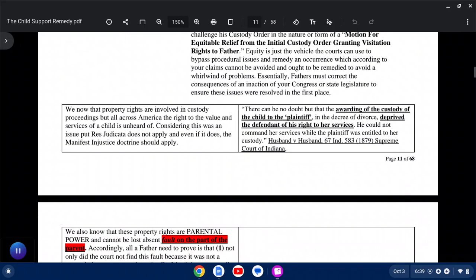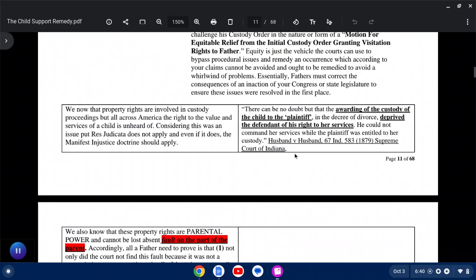We know that property rights are involved in custody proceedings, but all across America, the right to the value and services of a child is unheard of. Considering this was an issue, res judicata does not apply, and even if it does, the manifest injustice doctrine should apply.